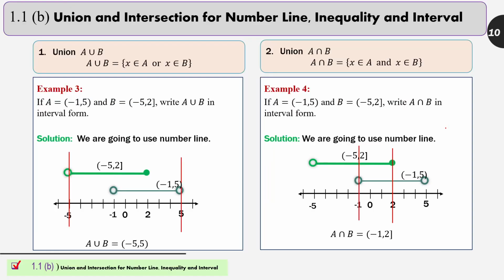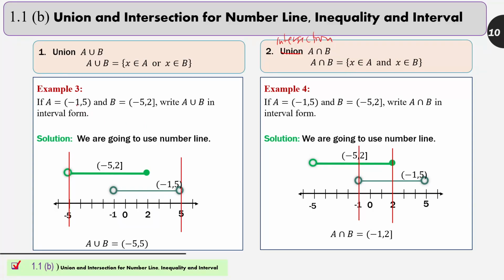Then we have the last part of 1.1, which is union and intersection for the real number line, inequality and interval. Union is an or: A or B means you can take from set A or set B. Intersection, A and B, means you must take from both parties. Both must be fulfilled, then you can say that you have it.